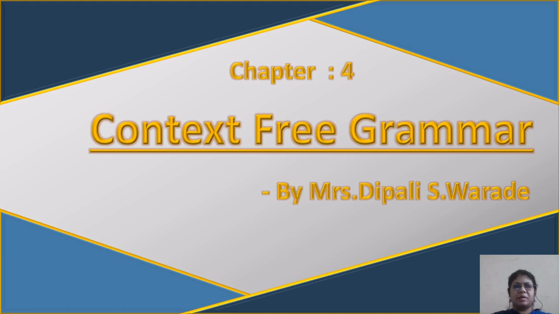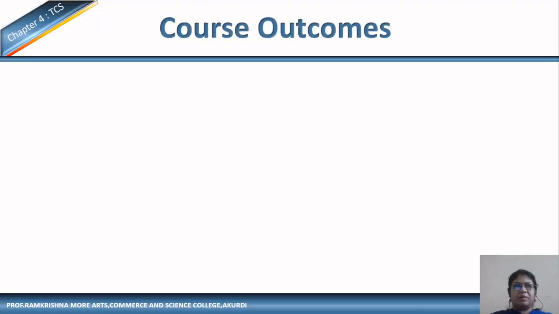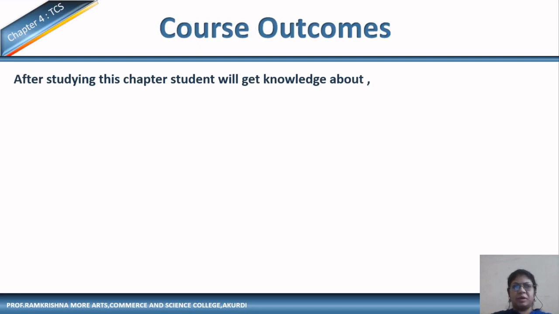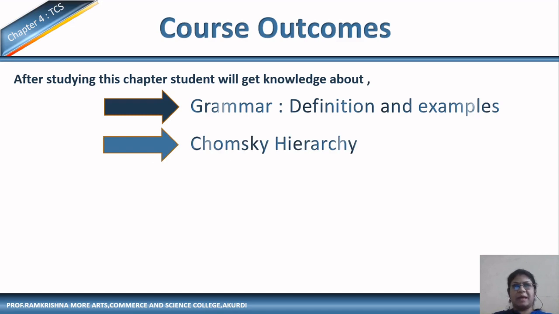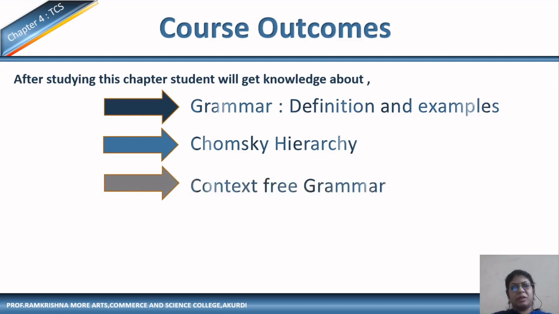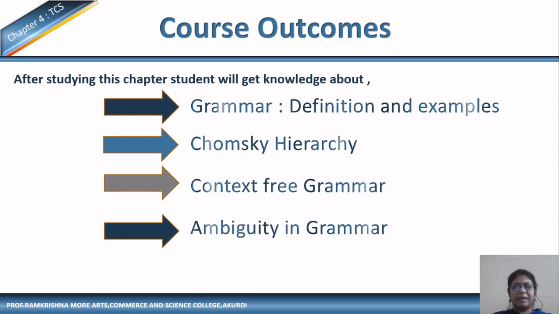Today I am going to discuss one of the important topics from theory of computer science, that is context-free grammar. After watching this session, what will a student get? First, you will get a grammar's definition and examples of grammar in theoretical computer science. Secondly, the Chomsky hierarchy, which is specified by Noam Chomsky and contains types of grammar in theoretical computer science. Fourthly, context-free grammar, and lastly, ambiguity in a grammar.